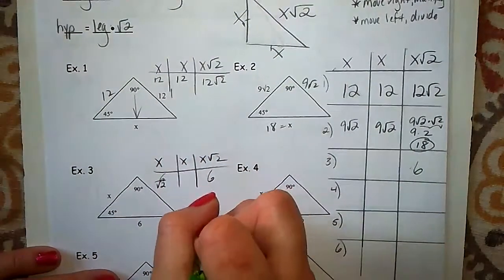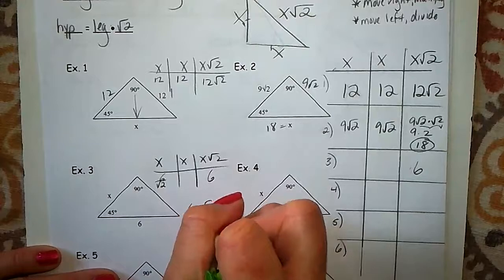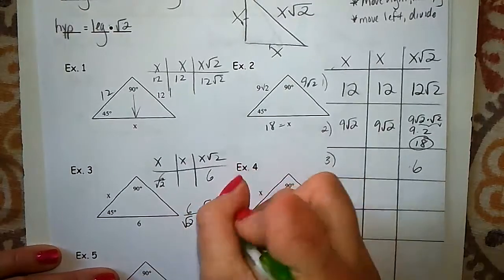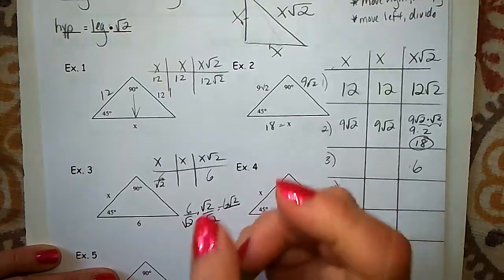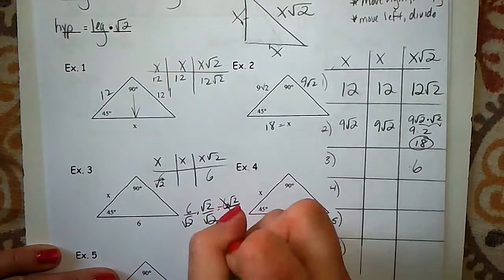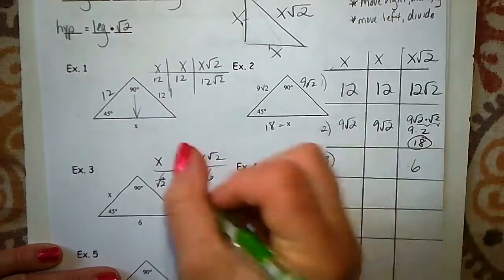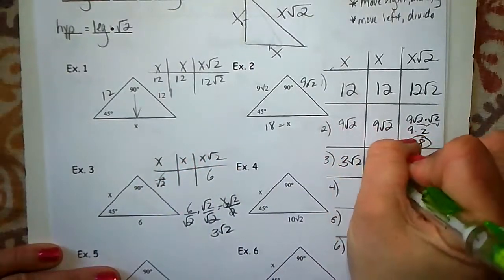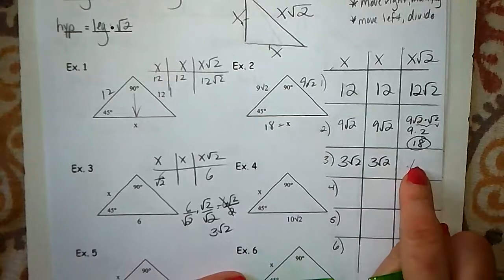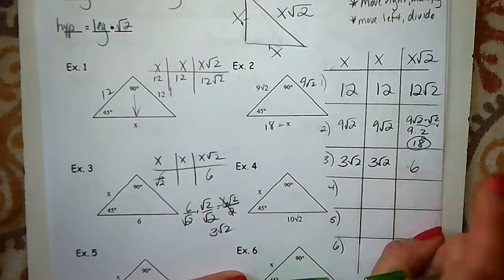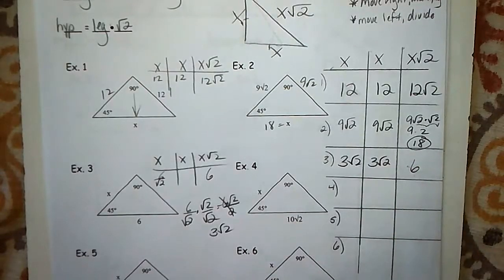Now, we have to rationalize that. So we're going to multiply by root 2 over root 2. We get 6 root 2 over root 2 times root 2 is root 4, which is 2. That cancels out, and we're left with 3 root 2. So again, you're dividing. So both of these two columns are dividing. And ultimately what you're doing is you're going to take that number, cut it in half, and multiply it by root 2. And that's going to work every single time.